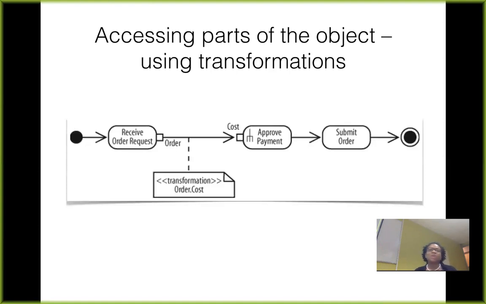Then you can show a transformation. Notice this note here. Transformation. And you can say order dot cost. And it means that only the cost part is being transmitted to the approved payment action, because that's what approved payment needs. It only needs the cost. Of course, you could send the entire order, but it really only needs the cost. Right, you could do other transformations if you wanted.